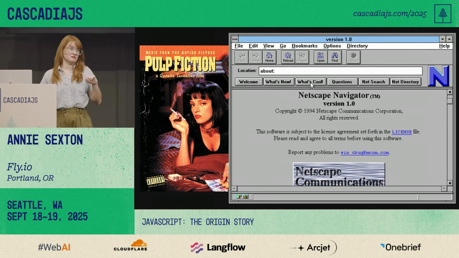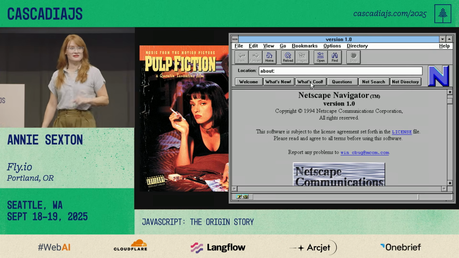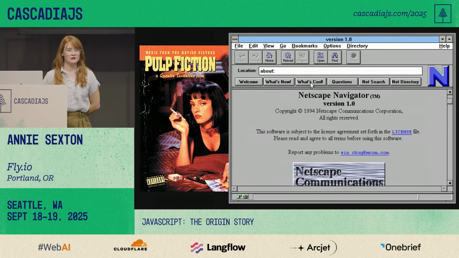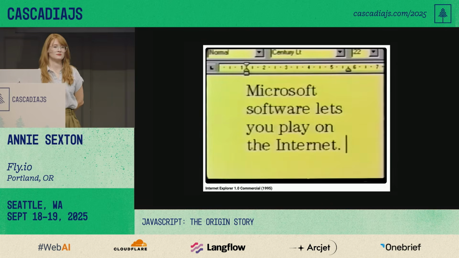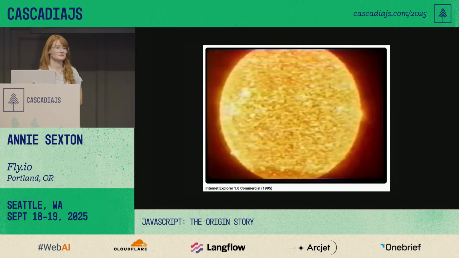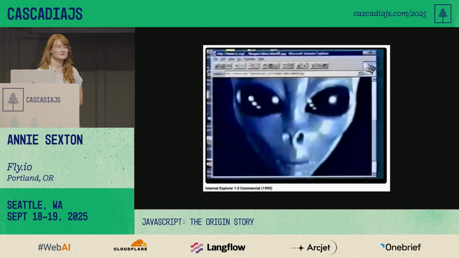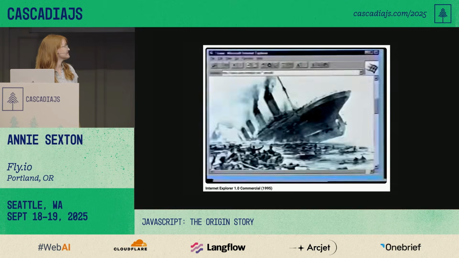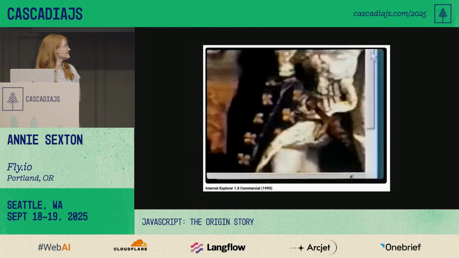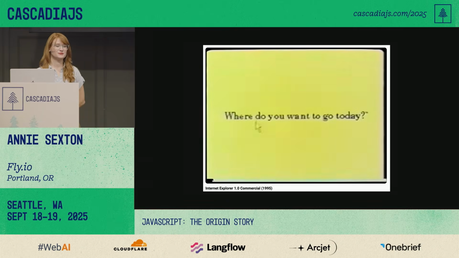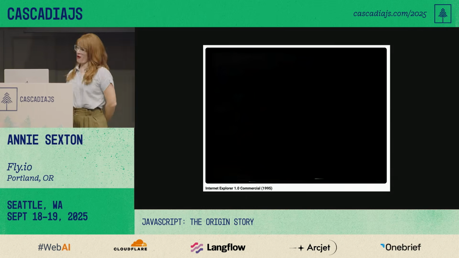Now, Microsoft saw this, and it got a little jealous. And it said, I shall squash them. And so the following year, they come out with their own browser, and they call it Internet Explorer. Your move, Netscape.